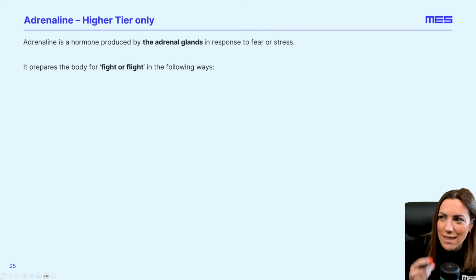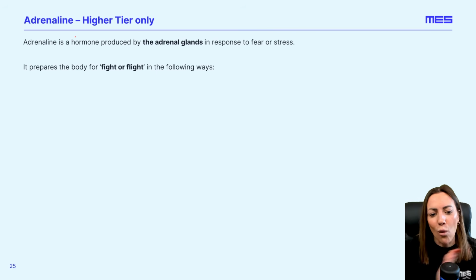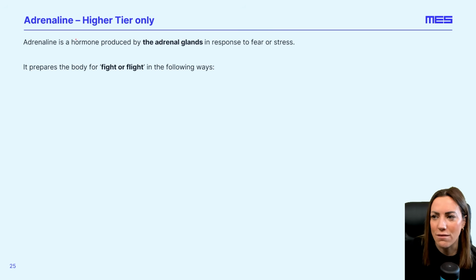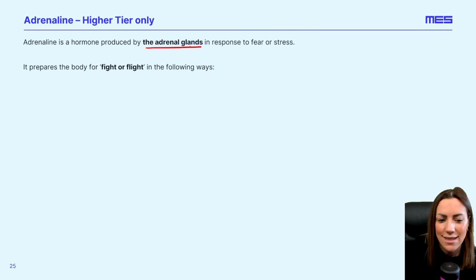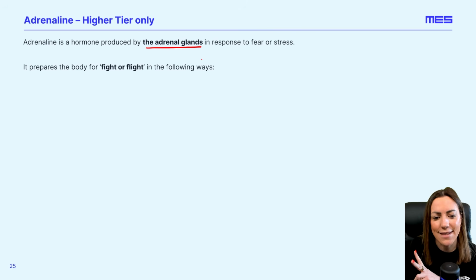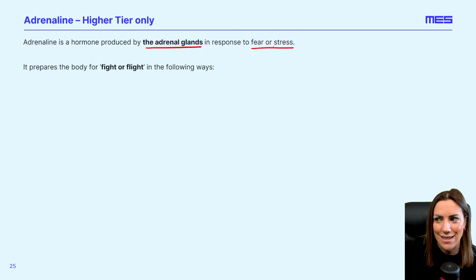Right, a couple of topics left. Adrenaline, higher tier only. Another hormone that you need to learn about. So we're moving away from the reproductive hormones now. Adrenaline is a hormone produced by the adrenal glands. Remember, you have two adrenal glands. They sit on top of your kidneys. It's released in response to fear or stress. It prepares the body for fight or flight. We call it the fight or flight hormone.